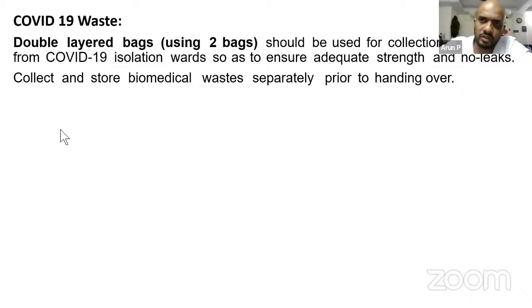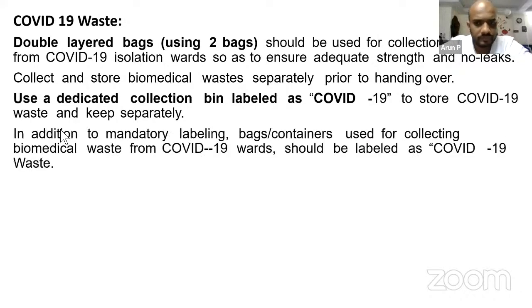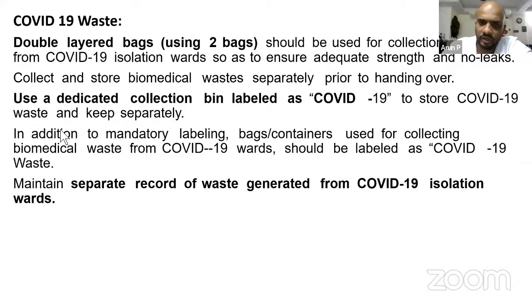Before handing over the waste to the waste management authority, they have to collect and store this waste separately from other waste. They cannot mix both the routine hospital waste and the COVID-19 waste. They used a dedicated collection bin labeled as COVID-19 bin to store this waste and keep it separate. In addition to mandatory labeling, bags and containers used for collecting biomedical waste from COVID-19 wards should be labeled as COVID-19 waste. So everything was labeled properly and guidelines were made. I have already told you the guidelines for waste management are framed by the Ministry of Environment and Forest and not by the Ministry of Health and Family Welfare.